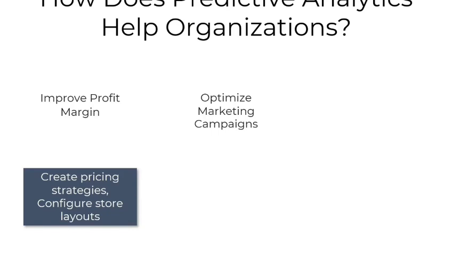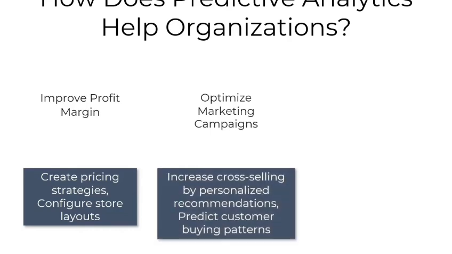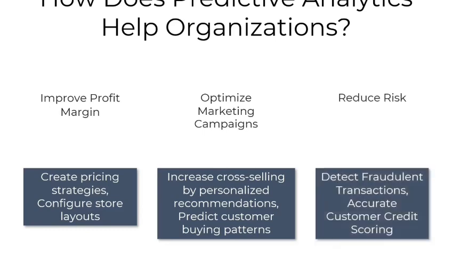Optimizing marketing campaigns also benefit from predictive analytics. Amazon uses recommendations to create a personalized page for its customers. So based on what you have purchased or what is in your cart, the recommendation engine predicts what other products might interest you and compel you to buy. Or you can also predict the buying patterns of your customers and send appropriate coupons and stock up your inventory. Predictive analytics helps reduce risk by detecting fraudulent transactions and enhancing customer satisfaction through faster credit scoring.